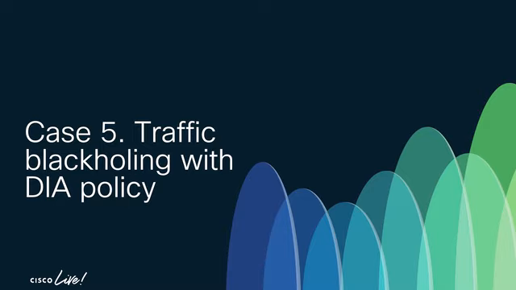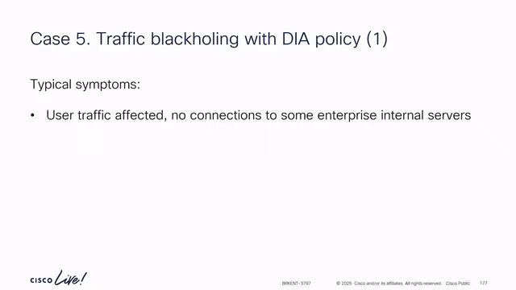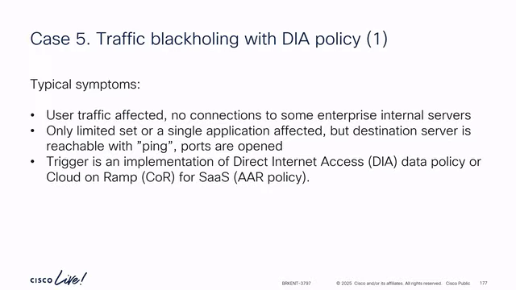Probably the final case for today, about application-aware routing policy or data policy; essentially it will be the same. Typical symptoms will be that user traffic is affected, with no connections to some internal enterprise servers, and only a limited set of applications affected, while you can still reach the server, you can ping it, and ports are open on the server. And it usually happens once you enable direct internet access or cloud on-ramp.